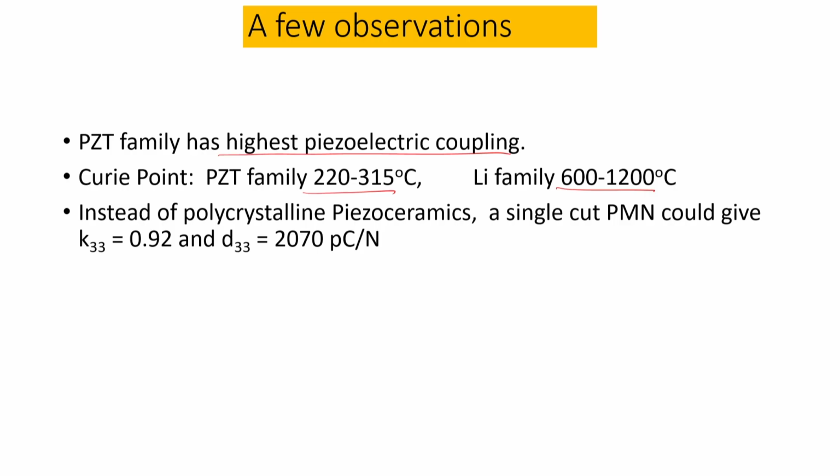And instead of polycrystalline piezoceramics, if you go for a single crystal like PMN, you can get a K33 which is even higher, 0.92, or D33 which is 2070 picocoulomb per Newton. So, that is even better, but single crystals are generally very brittle. That is why we do not use them much. Otherwise, the polycrystals are better.